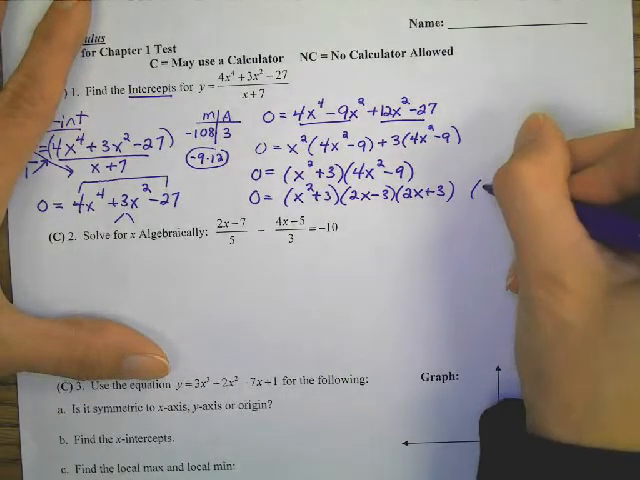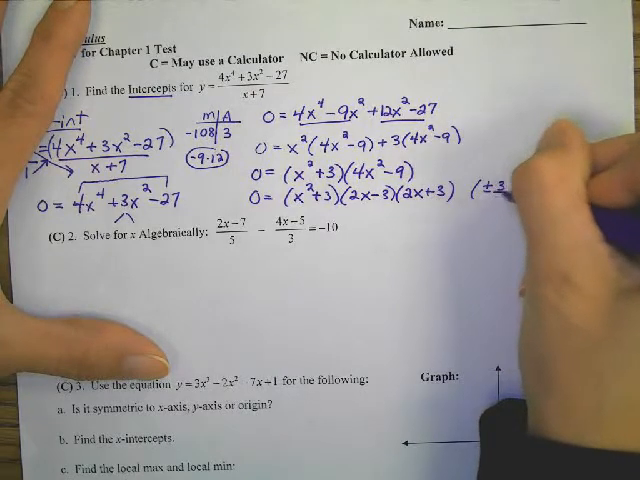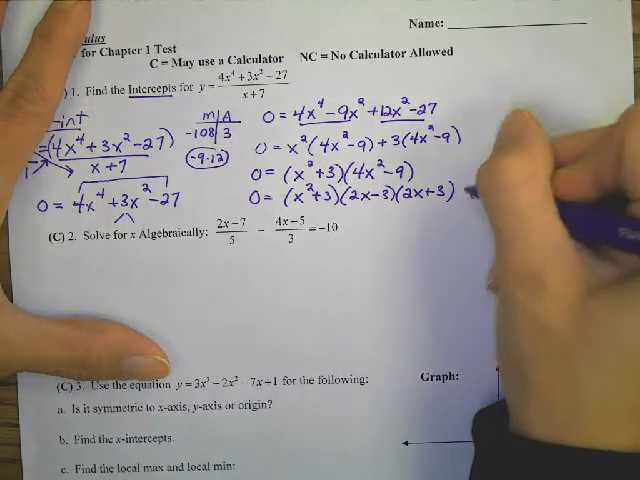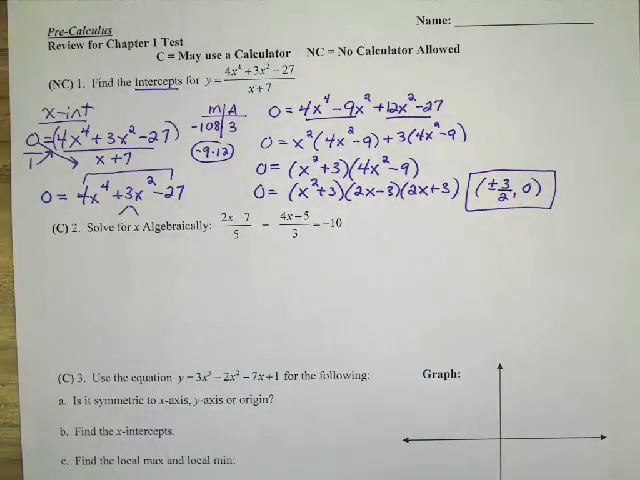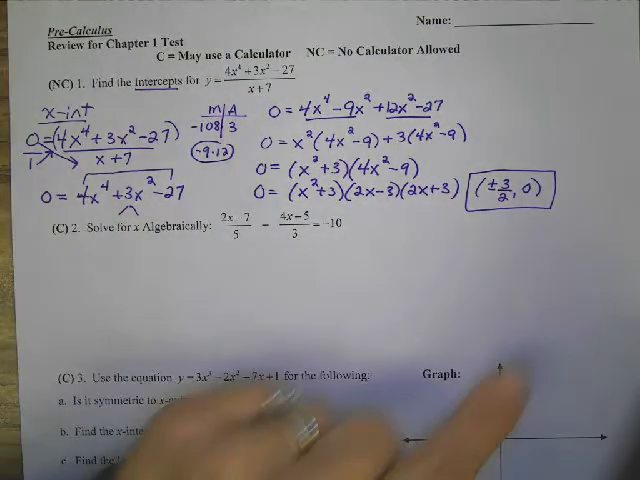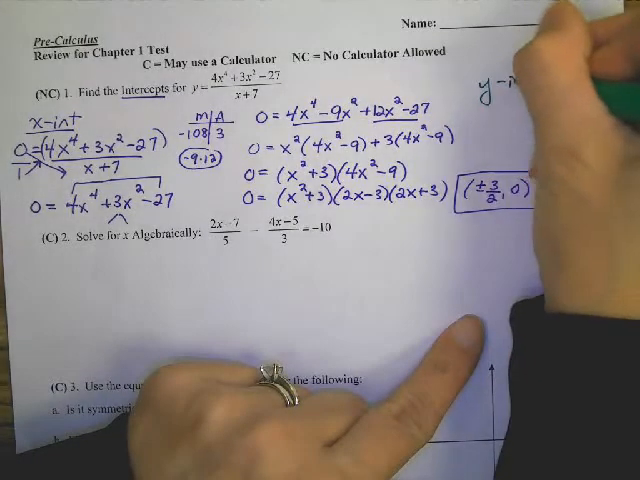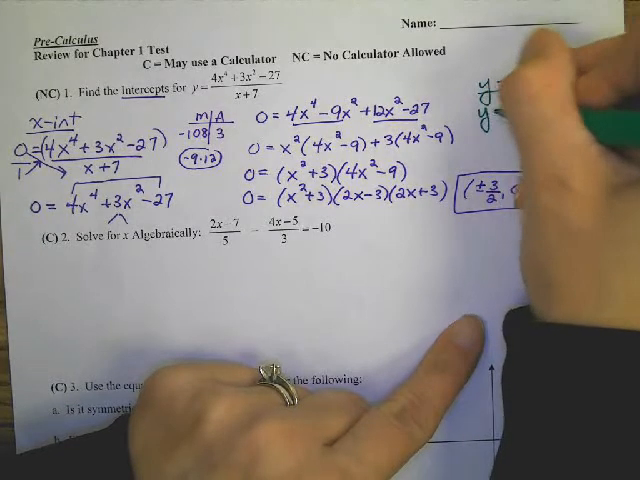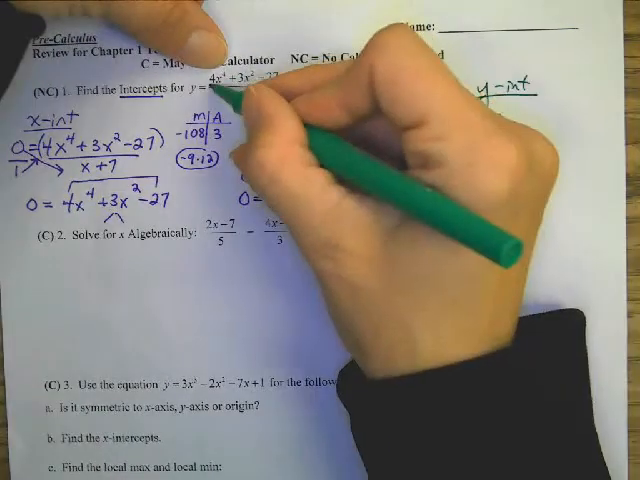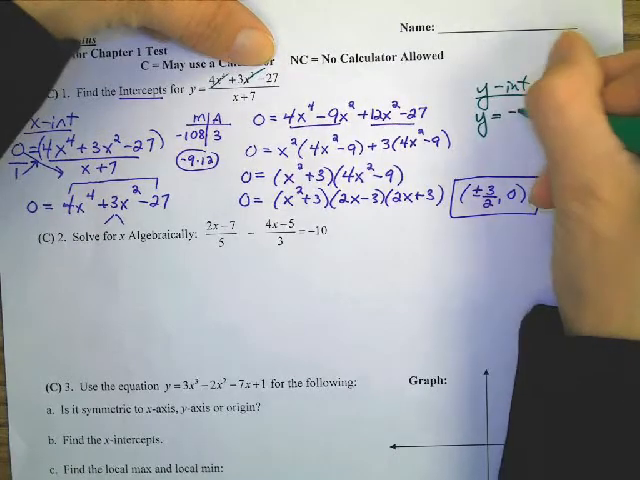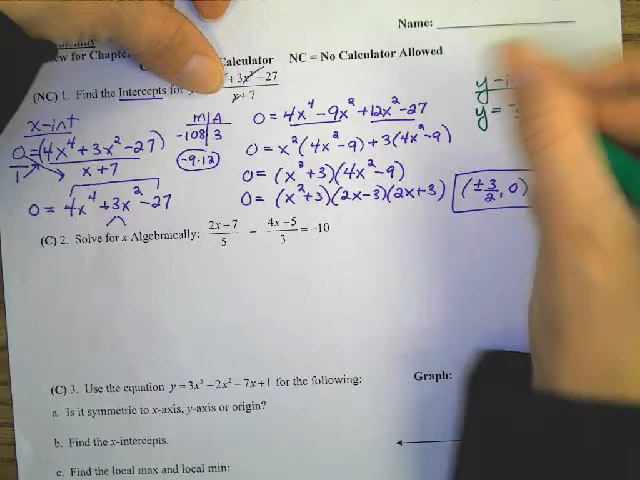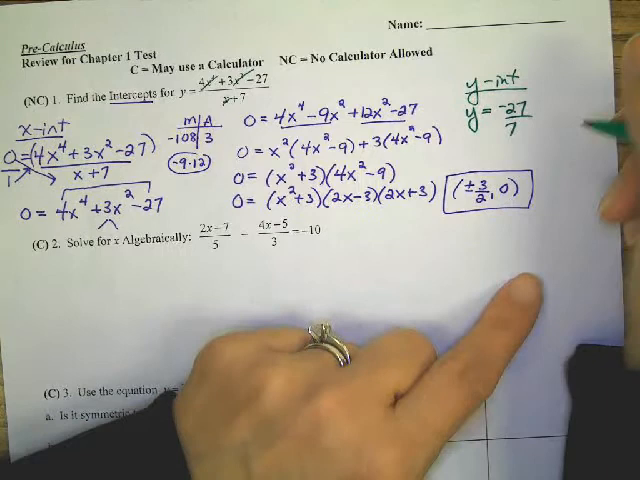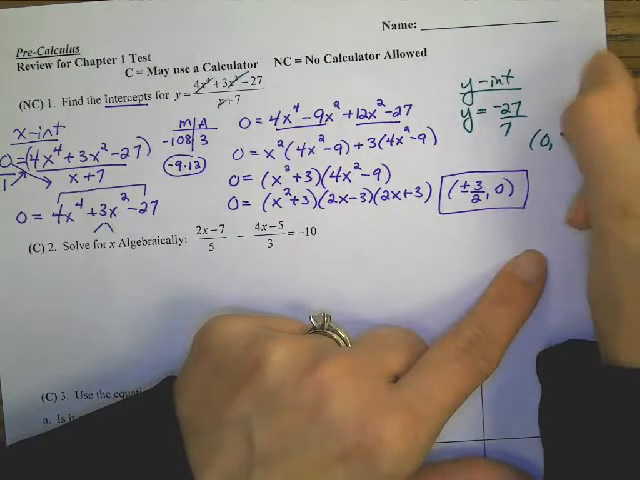I got just a little bit of space left, but that's okay because the y-intercept is always the easier one. To find a y-intercept, you put 0 in for x. So that's 0, that's negative 27. That's a 0 over 7. So the y-intercept is 0, comma, negative 27 over 7. Okay.